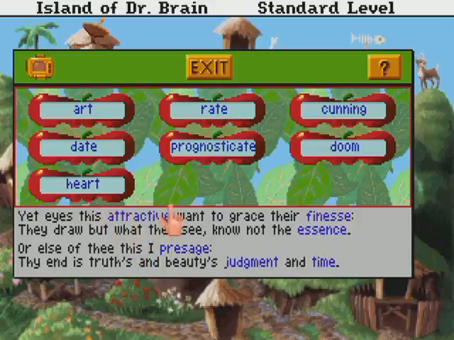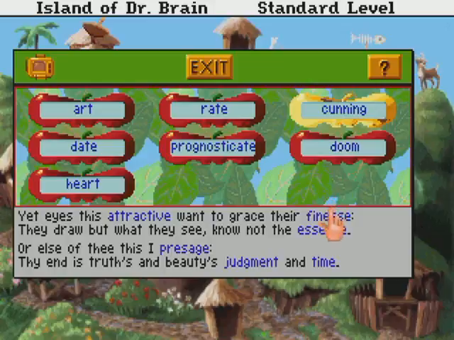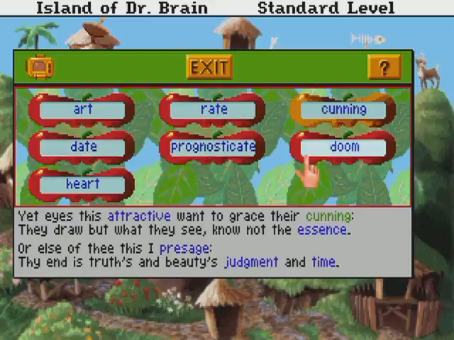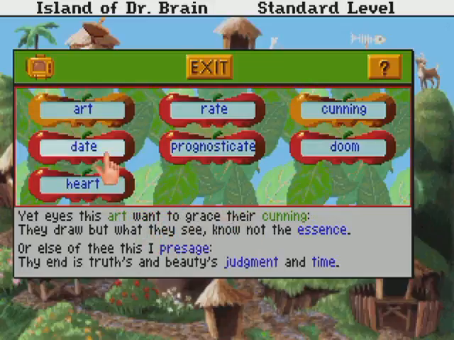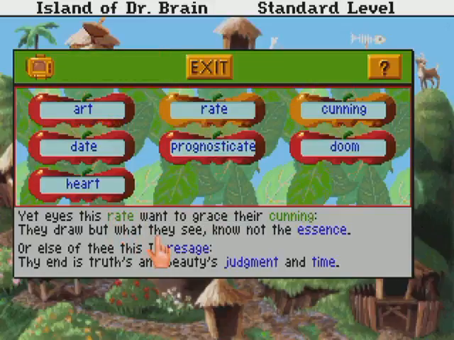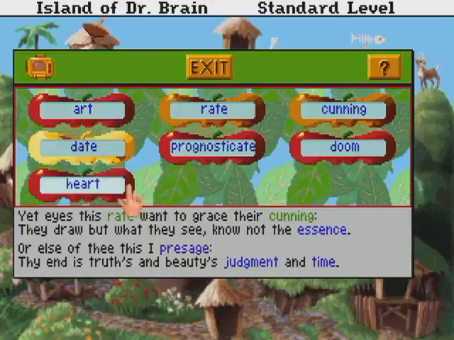Alright, so what's a synonym for attractive? With eyes, this attractive want to grace their finesse. Finesse could be cunning. And eyes this art? No. Art is rate? No. Date? Art?